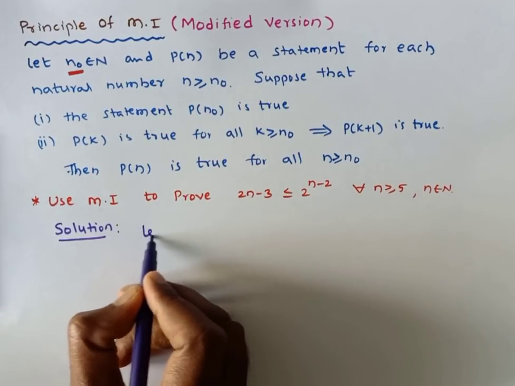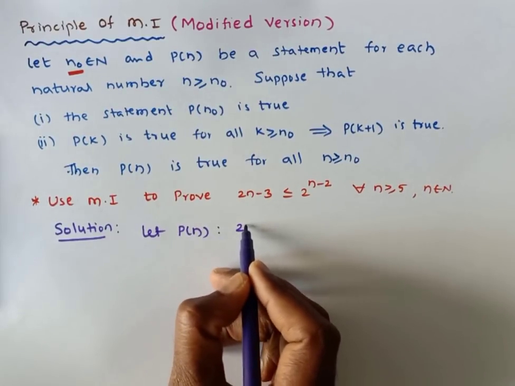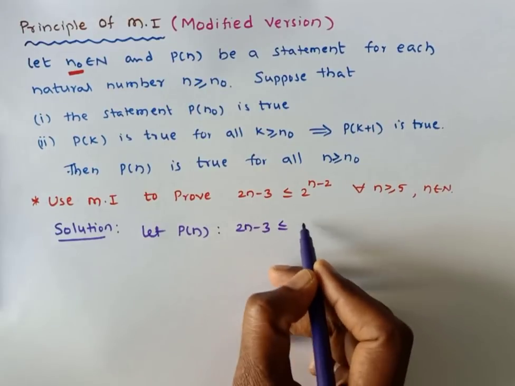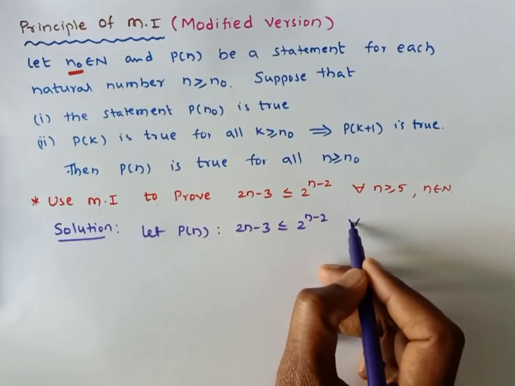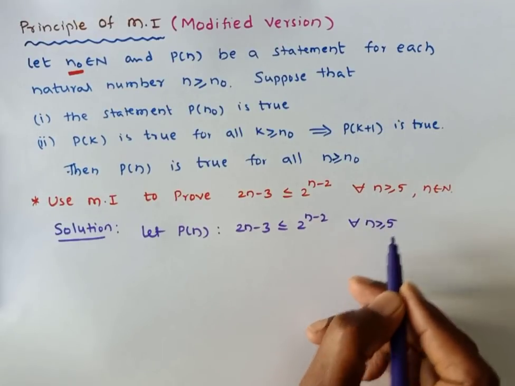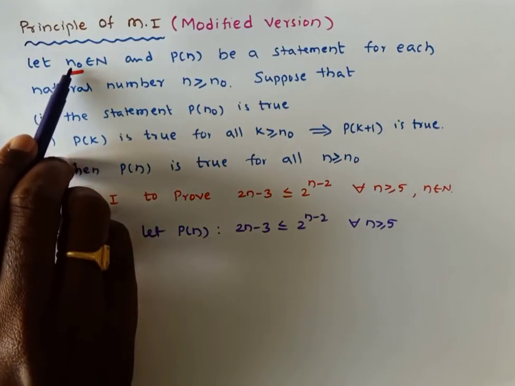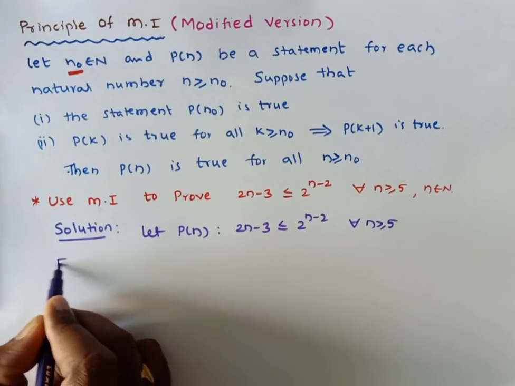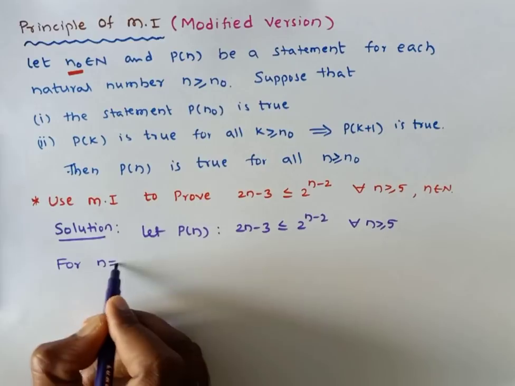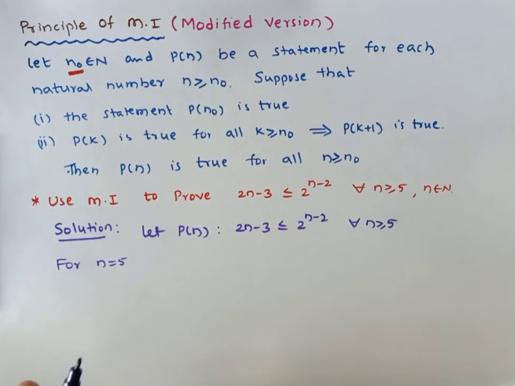So the first thing is, let the given statement be p of n. So p of n is 2n minus 3 is less than or equals to 2 to the power of n minus 2. So here the value of n is greater than or equal to 5. Comparing with the definition, here n naught value is 5. So you need to start the induction with n equal to 5, whereas in the simple mathematical induction it starts with compulsorily 1. So this is the modified version.